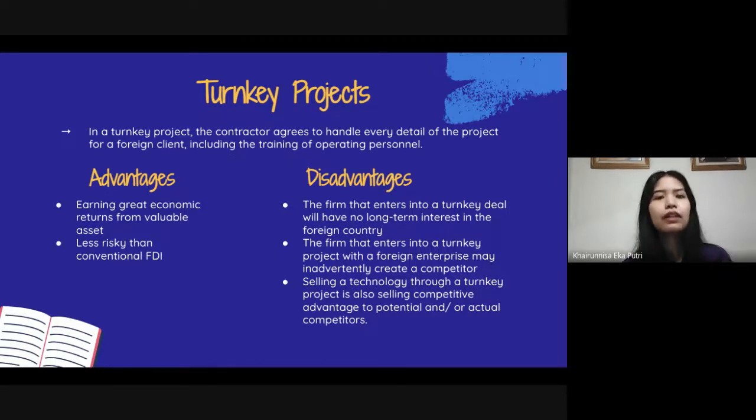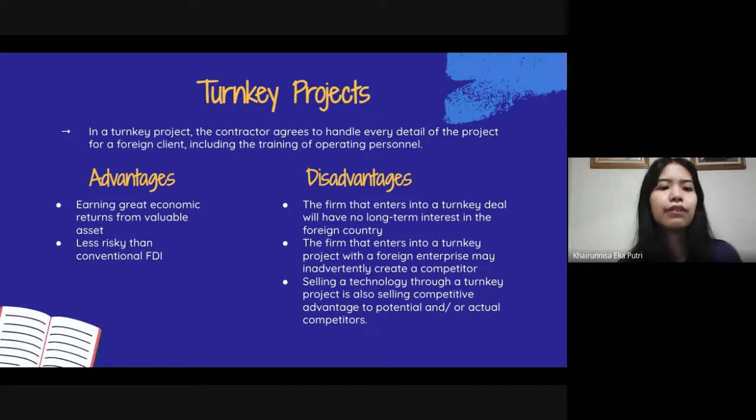Disadvantages of the turnkey projects. First, the firm that enters into a turnkey deal will have no long-term interest in the foreign country. This can be a disadvantage if that country subsequently proves to be a major market for the output of the process that has been exported.